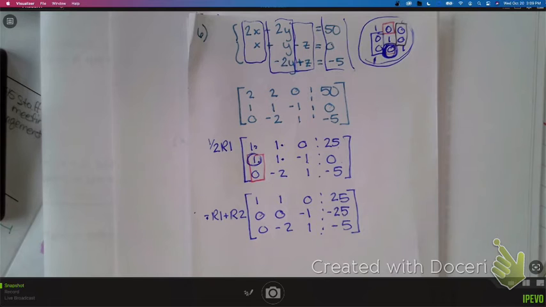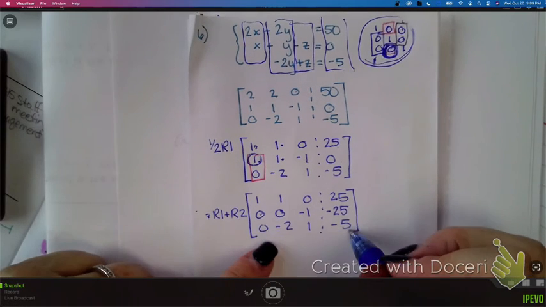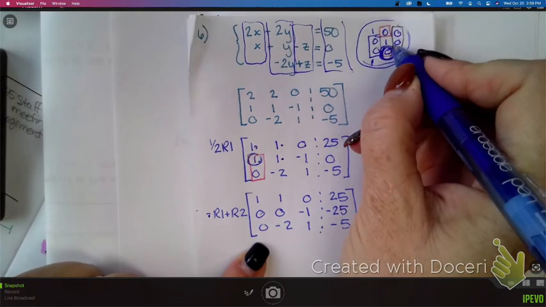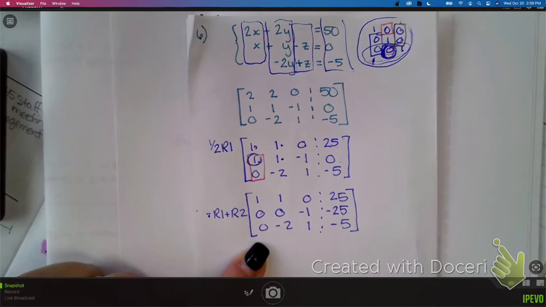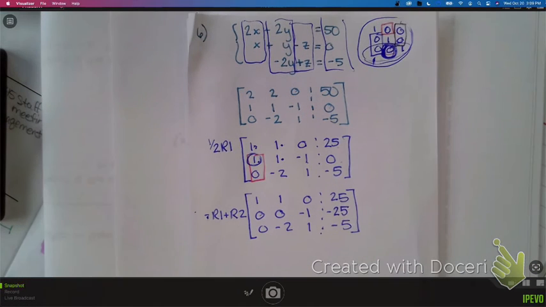Flip. Flip what? Oh, wait, hold on. Flip rows 2 and 3. Okay, 2 and 3. Okay. If I interchanged row 2 and 3, do I already have my bottom row accomplished? Yes. Yes, without multiplying anything.